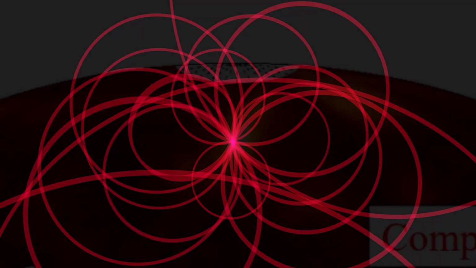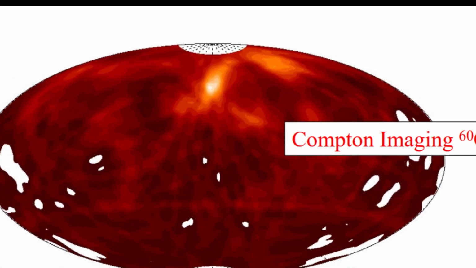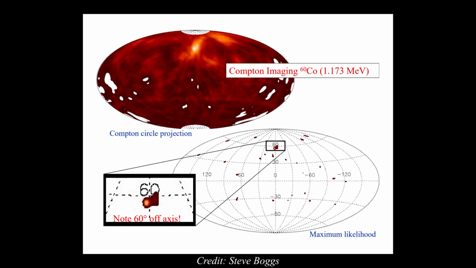By taking multiple measurements of different photons, the event circles will eventually overlap at one point, the point of the original gamma source.